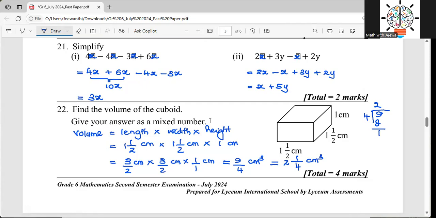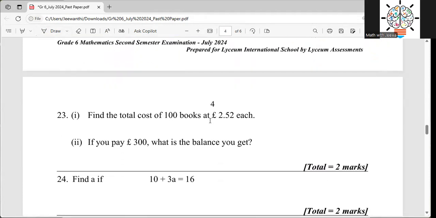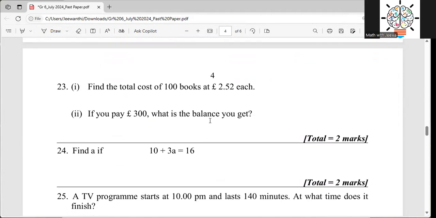Right? 1.5, 1.5, 1. 3/2, 3/2, 1. 3 times 3, 9. And 2 times 2, 4. So then 9 divided by 4, 4 times 2, 8. So then, yes, the answer is correct. It is a 4 marks question, you can see. Then you want to show all the steps like this, Puti. Okay. Then we will move to the question number 23.